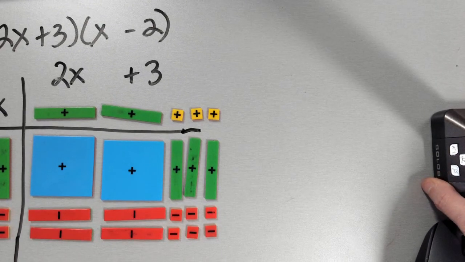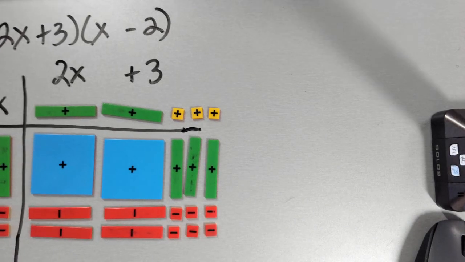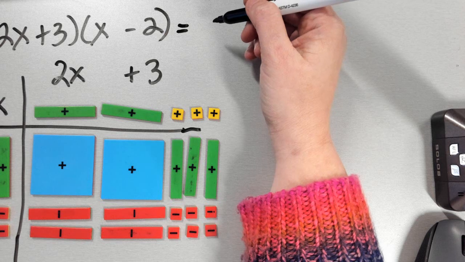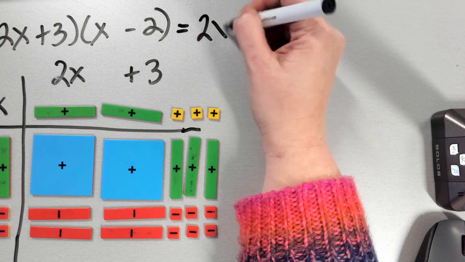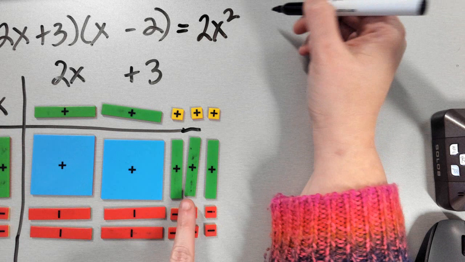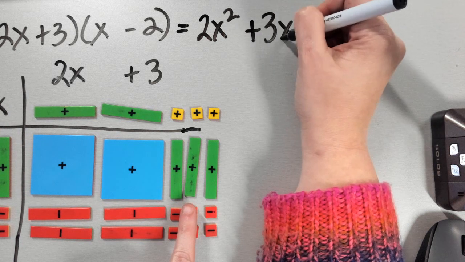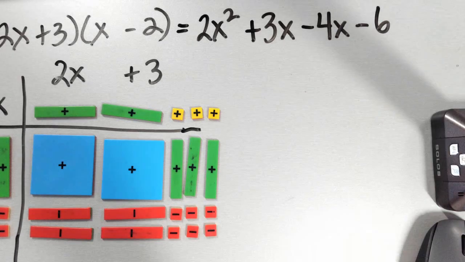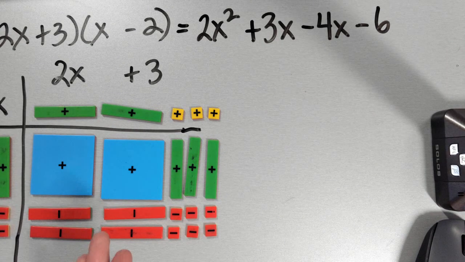So the first thing that I could say looking at my model, sorry, I just dropped my pen, is that 2x plus 3 times x minus 2 results in 2x squared, positive 3x's, negative 4x's, and negative 6. So I can see that right here.